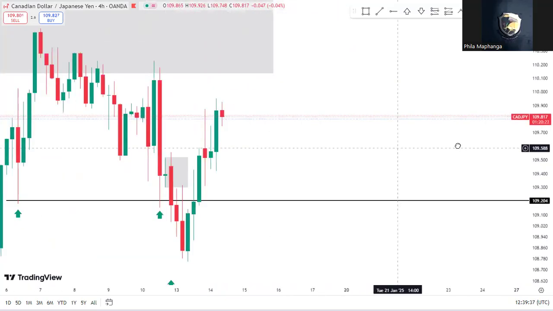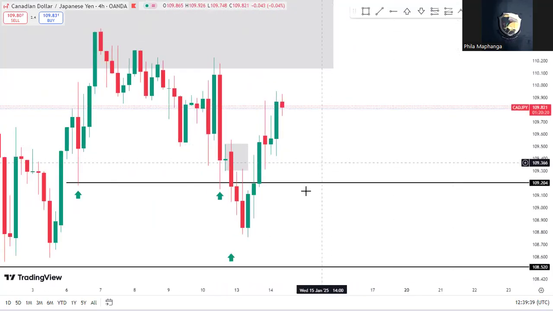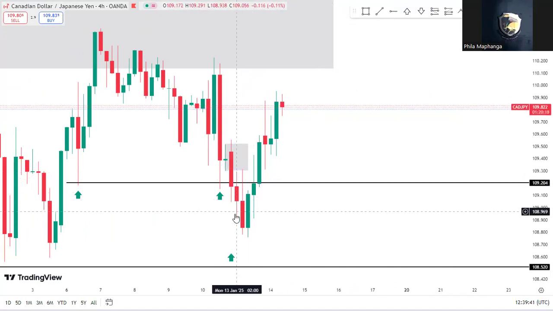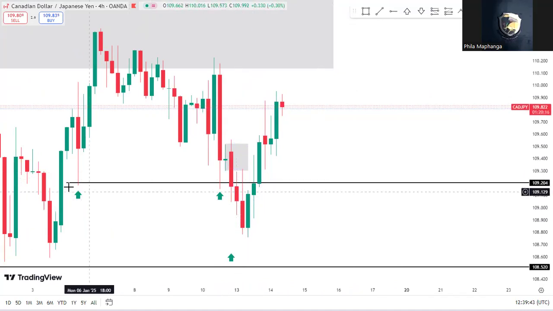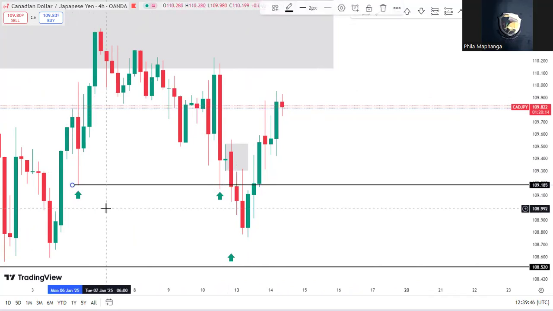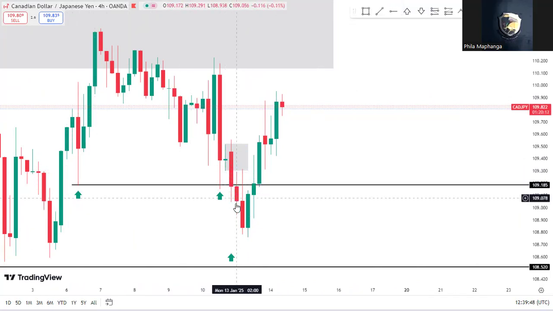Can you see the continuation pattern? It is visible on 4-hour time frame. And then this candlestick closed below the support. Even if I adjust the support, still accurate. This candlestick, the third candlestick after the continuation pattern, closed below the support. That means the support is broken now.